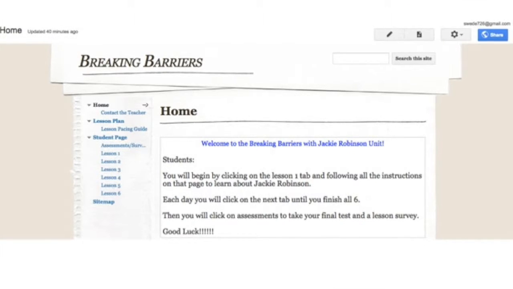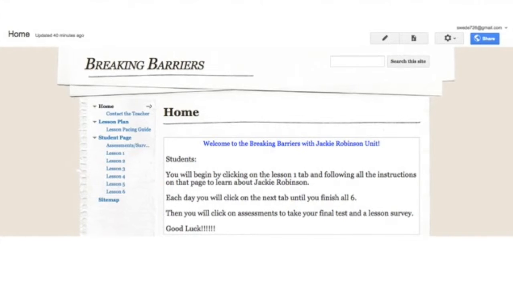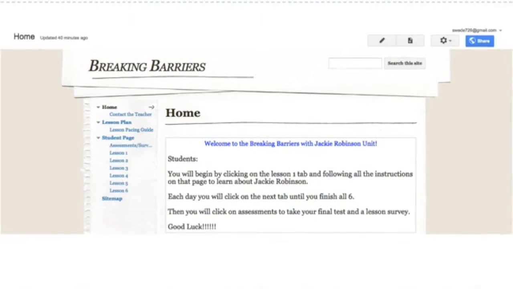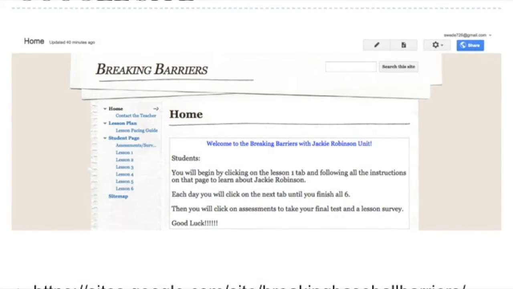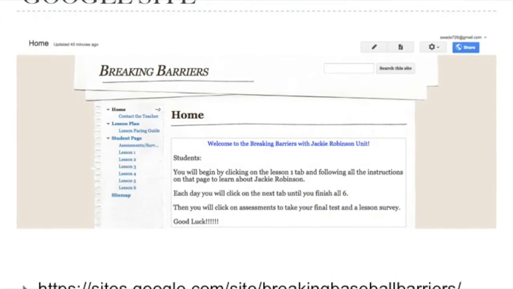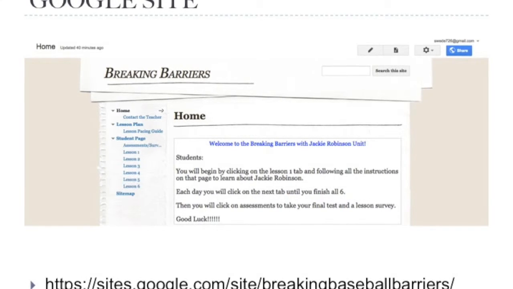Here we see the homepage for the Breaking Barriers Google site. Each day the students will log into the website and proceed through lessons 1 through 6. Each page will have assignments with live links and resources for the students to work their way through.